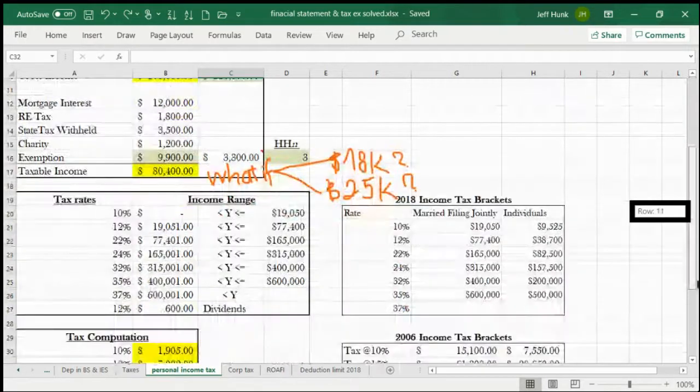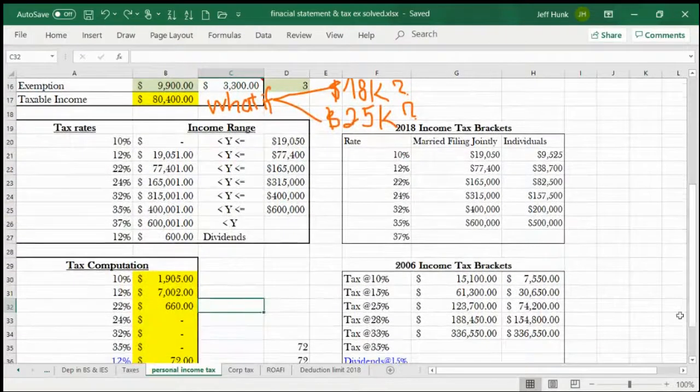Now, given that number, we need to look into the tax bracket, because a tax bracket is basically the range of incomes that are subject to certain tax rates. And you might think, oh, because their taxable income is 80,400, that's in this bracket, so they must be paying 22% of 80,000.